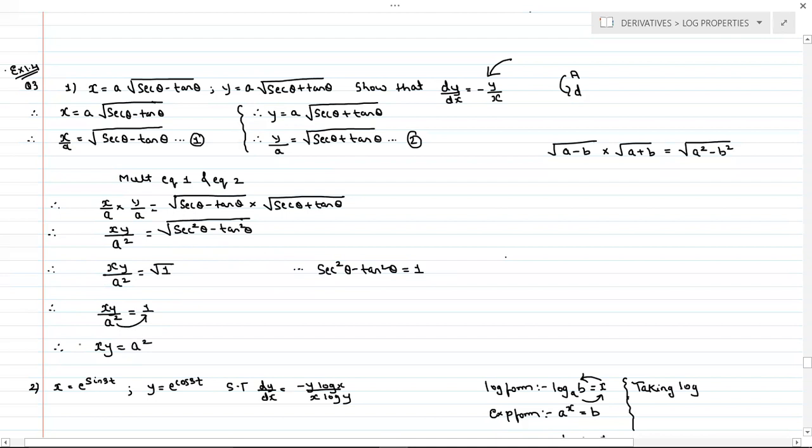So here you will get xy equals to a square. So here I can say this is the adjustment part. So I had reduced the step. Okay, so as I told, just simply you have to focus on show that, and whatever the unknown things are there, try to eliminate that part. Okay, so here I had eliminated the square root as well as secant and tan. So here we are left with the a square part.